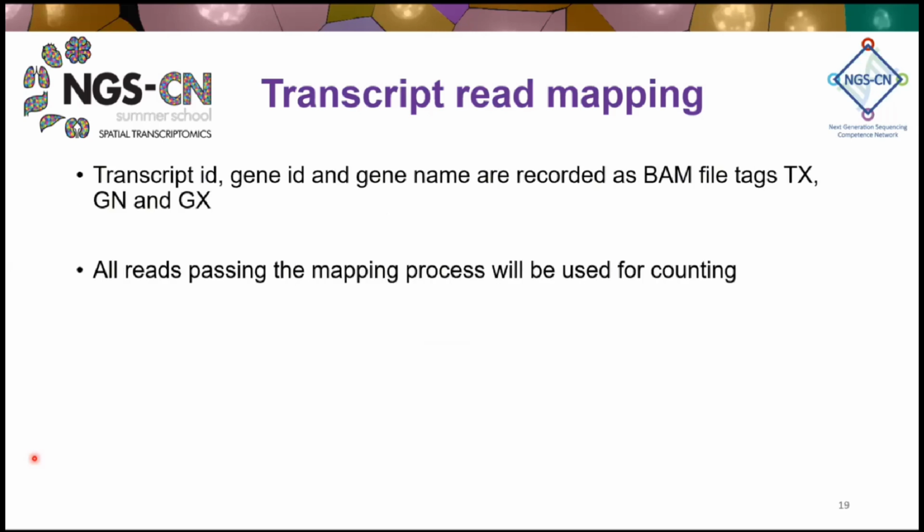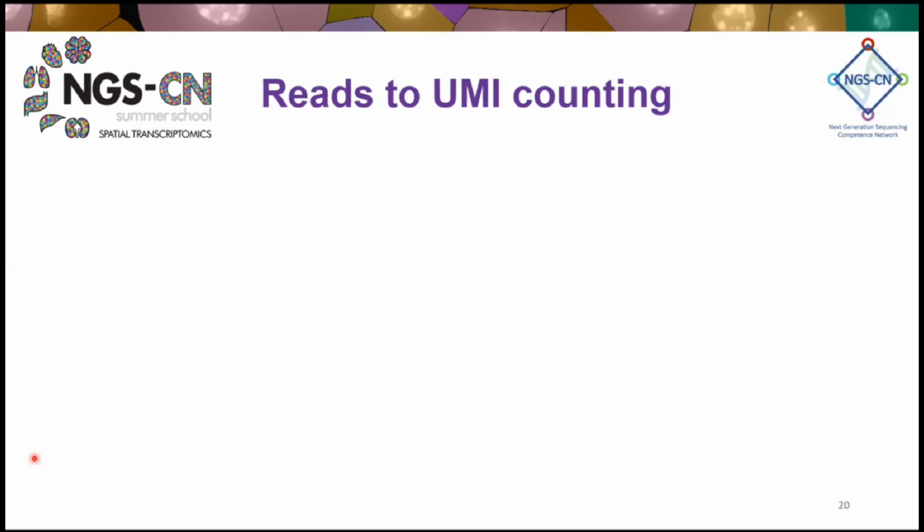Once mapping is done, the transcript, the gene ID and name are recorded as BAM file tags so that you can later find out to which gene the read mapped. And all reads that pass the mapping step are used for counting. So now we have reads and we have alignments, and we will do counting.